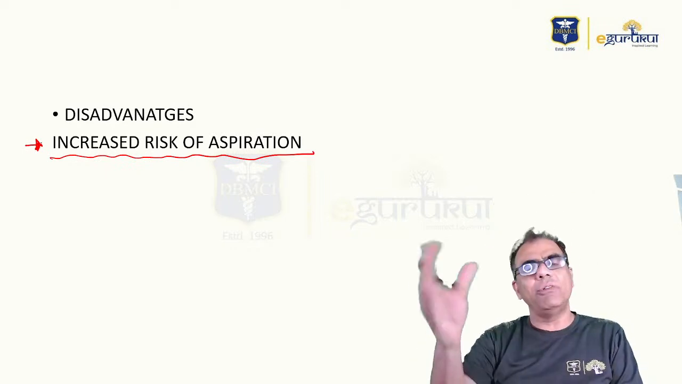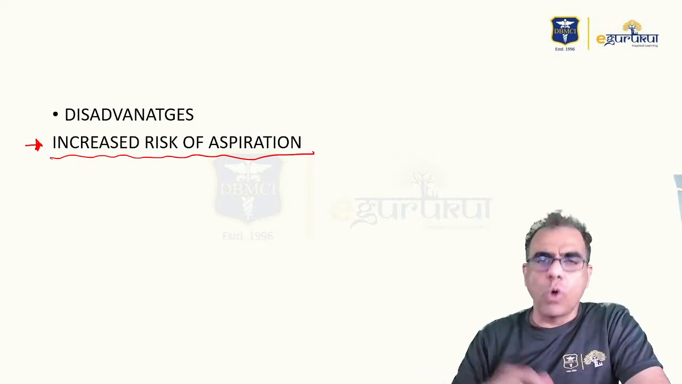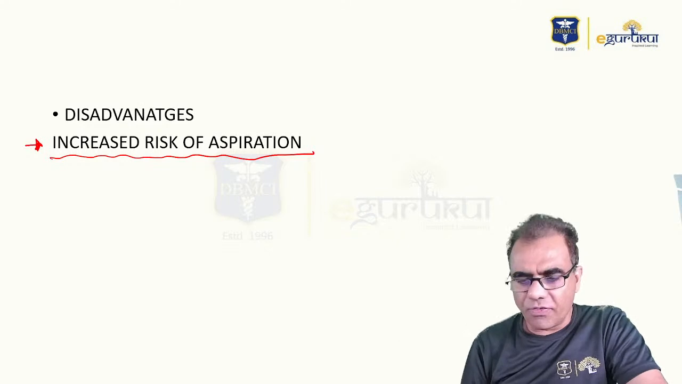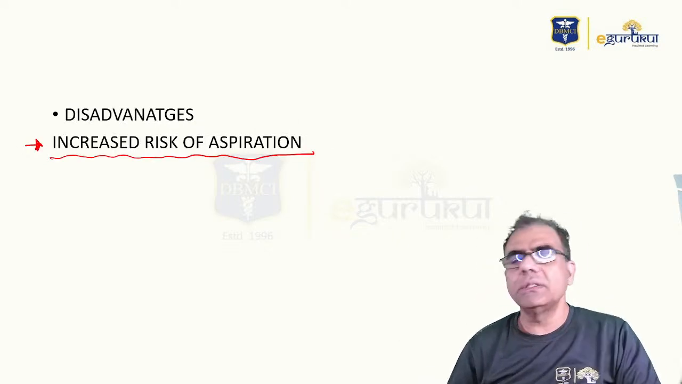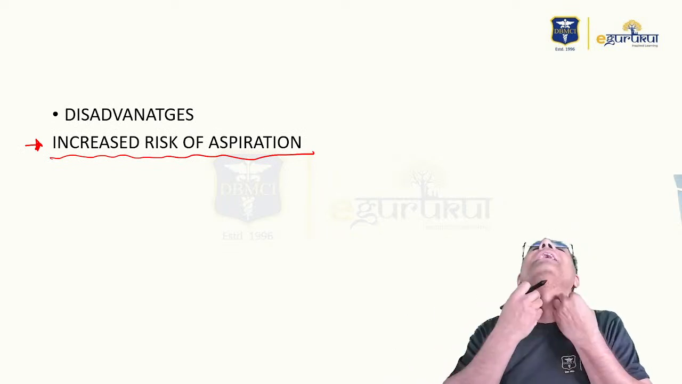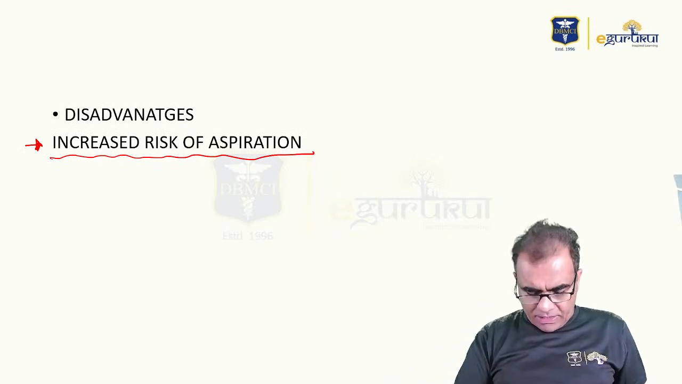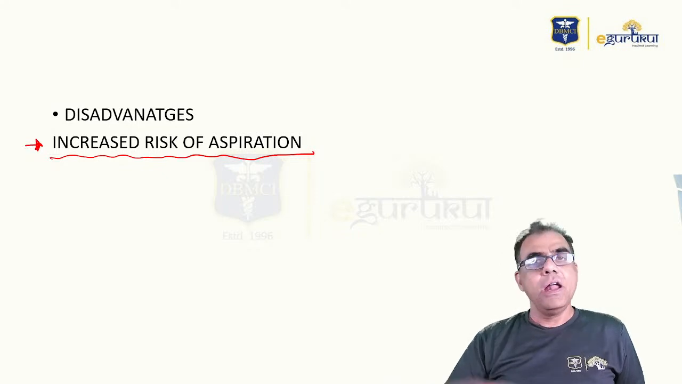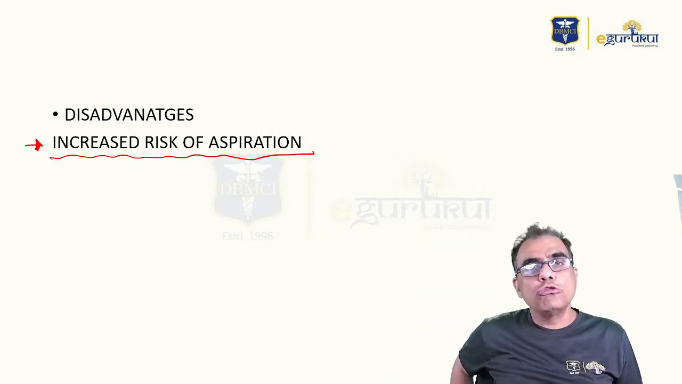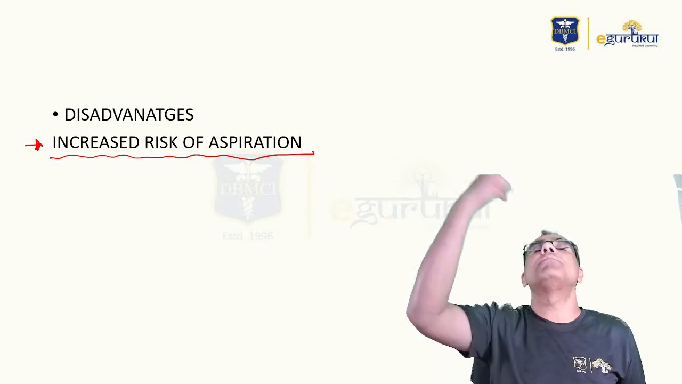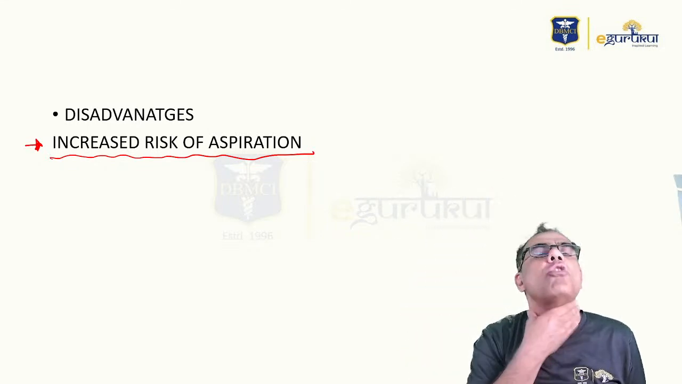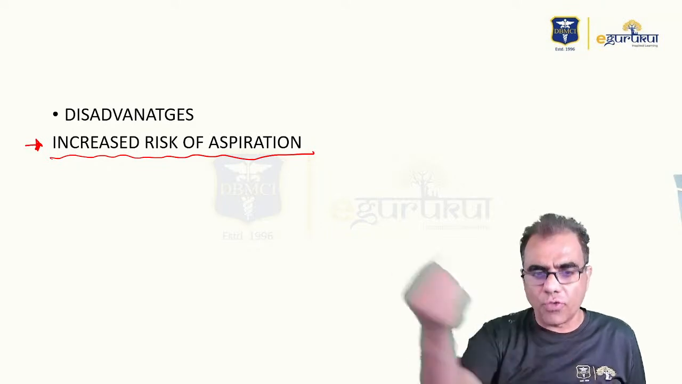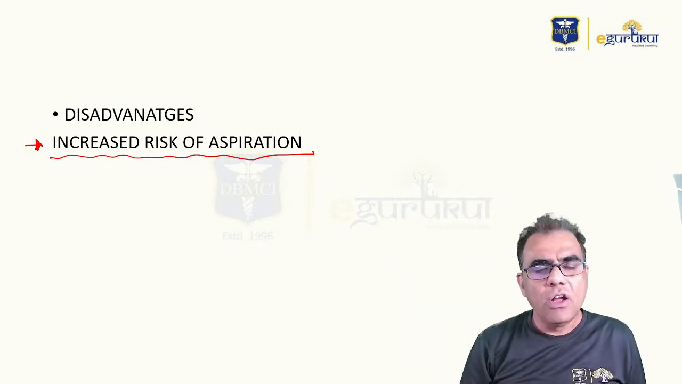So obviously it will not be suitable for patients who have a full stomach and are at high risk of aspiration. And another problem is you are clearly seeing that air is leaking from the side and the patient's stomach is getting distended. Now you cannot deflate the stomach also, because the cuff of the LMA has occupied the oropharynx. So from where will you pass your suction catheter or Ryle's tube? So that is also a limitation.